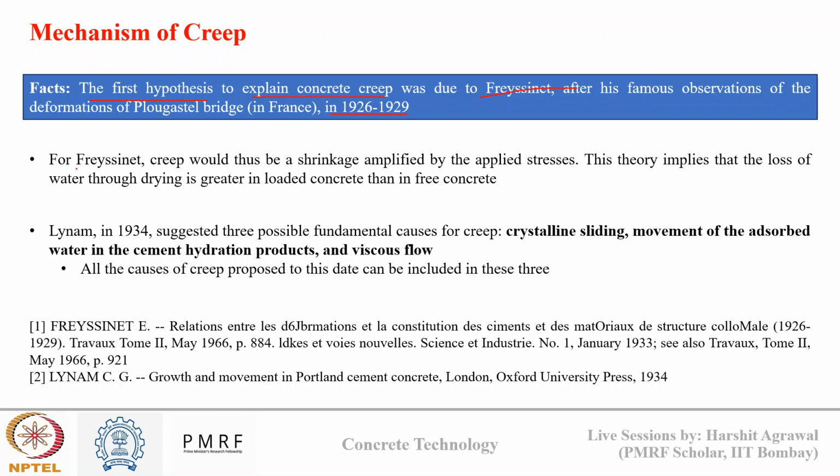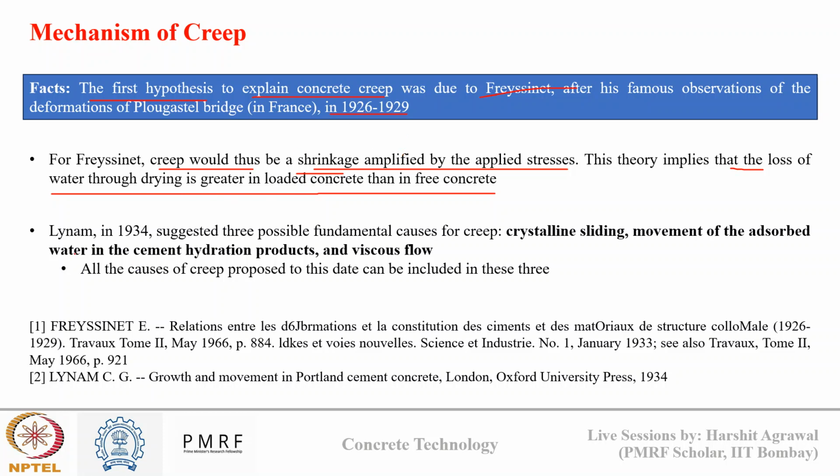For this author, creep would be a shrinkage amplified by applied stress. So it was nothing but shrinkage happening in concrete, amplified by stress, and thus this theory implies that the loss of water through drying is greater in loaded concrete than in free concrete. Shrinkage is loss of water, and in loaded concrete it will be more than in free concrete. So he related that to creep.